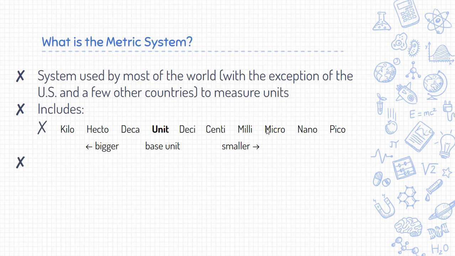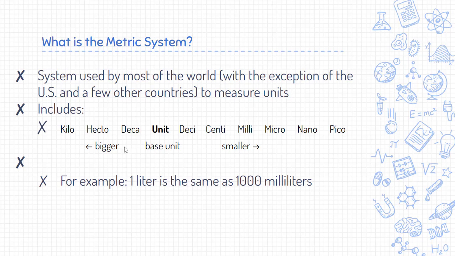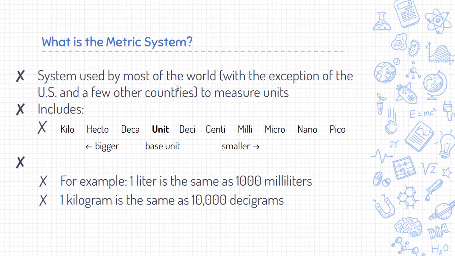So since we know that each unit is a multiple of 10, we know that 1 liter, which would be our base unit, is the same as 1,000 milliliters. Or 1 kilogram is the same as 10,000 decigrams.